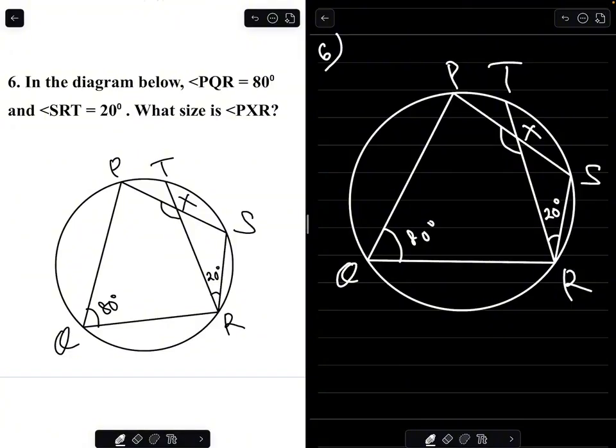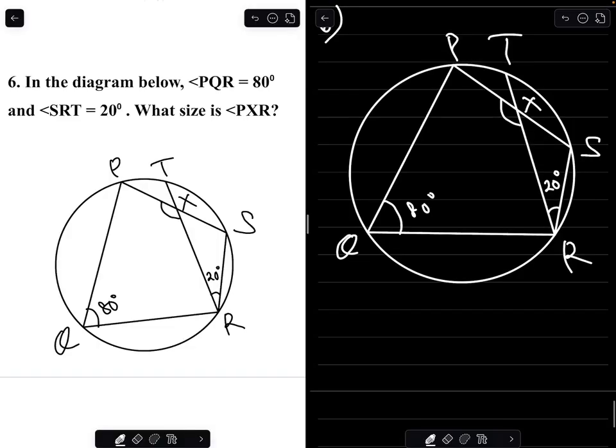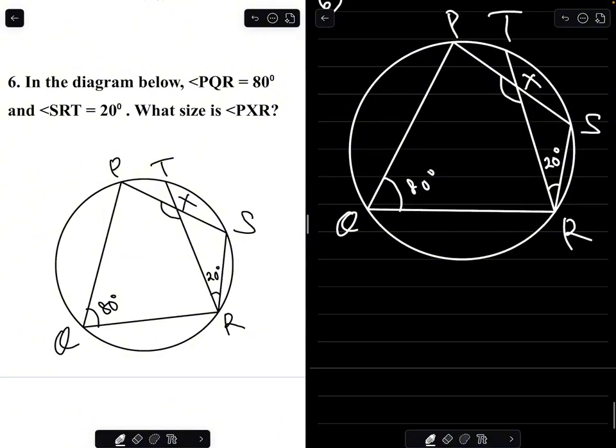Angle PQR plus angle PSR is equal to 180 degrees, and the reason for that is opposite angles of a cyclic quadrilateral are supplementary. I can see that PQRS is a cyclic quadrilateral. So that means angle Q in that cyclic quadrilateral plus angle S is 180 degrees.